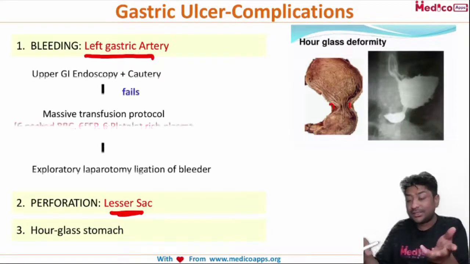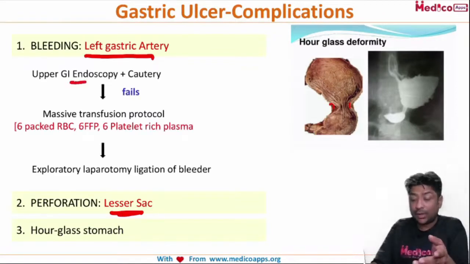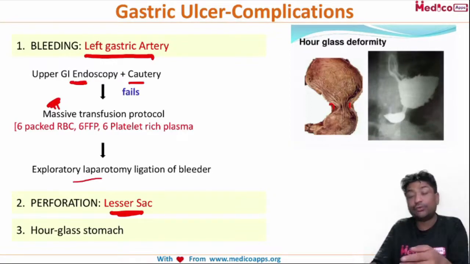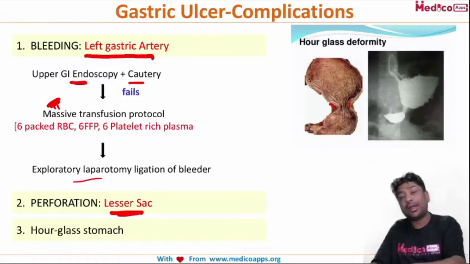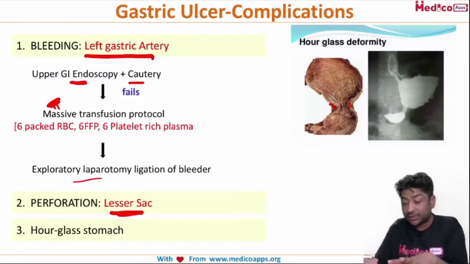And how do we manage it? Basically, you can do an upper GI endoscopy along with cautery. If that fails, you have to start with massive transfusion protocol because there is a bleeding artery. And if even that fails, then you have to go for an exploratory laparotomy along with ligation of the bleeder. So this is the two.